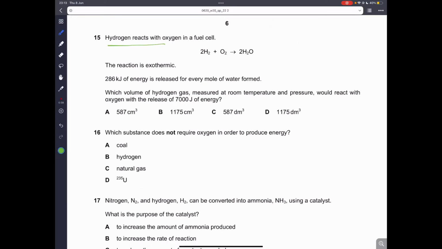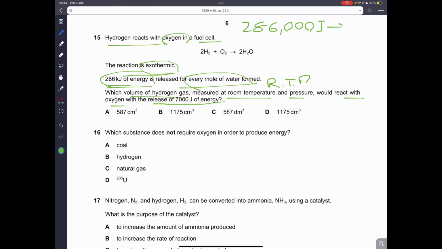Okay, question number 15. Hydrogen reacts with oxygen in the fuel cell. The reaction is exothermic. 286 kilojoules of energy is released for every mole of water formed. Which volume of hydrogen gas, measured at room temperature and pressure, RTP, would react with oxygen with the release of 7,000 joules of energy? So we know that for every mole of water formed, 286 kilojoules of energy is released. Let's write that down here. 286 kilojoules is 286,000 joules for every 1 mole of water.